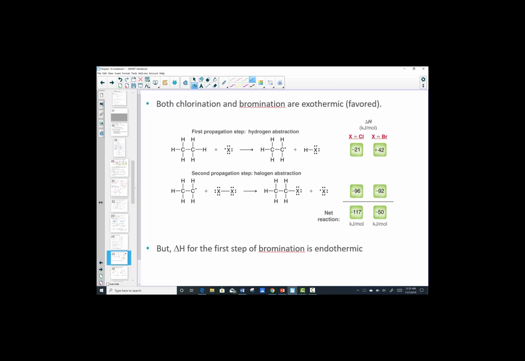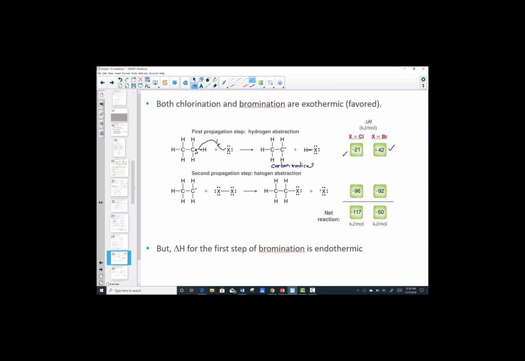In the first propagation step, a hydrogen is abstracted. So that's this bond here. And we could see that that would be 3 fishhook arrows. The electron from hydrogen reaches out, and this bond will then collapse right there to make the carbon radical. And now we have created a new single bond, HX. If X is chlorine, it's negative 21. And if X is bromine, it's positive 42.